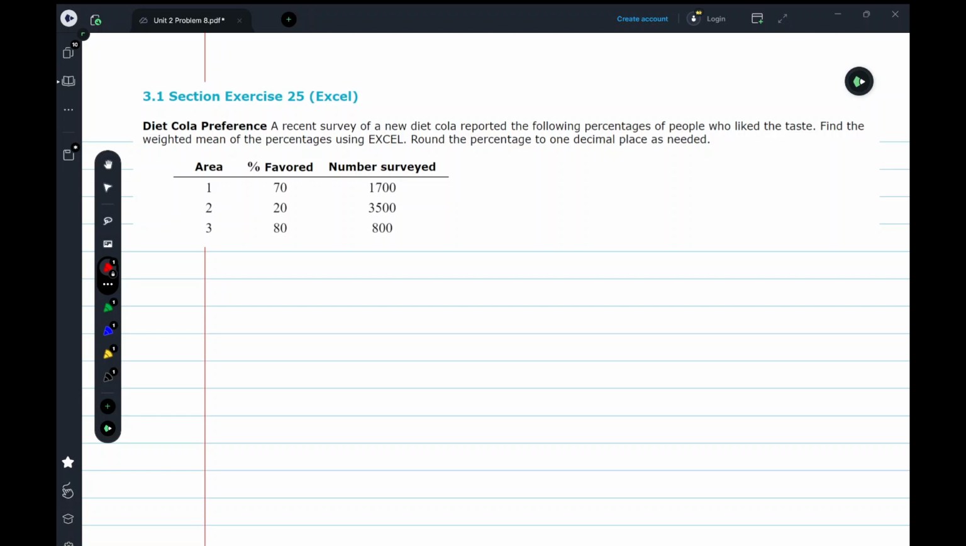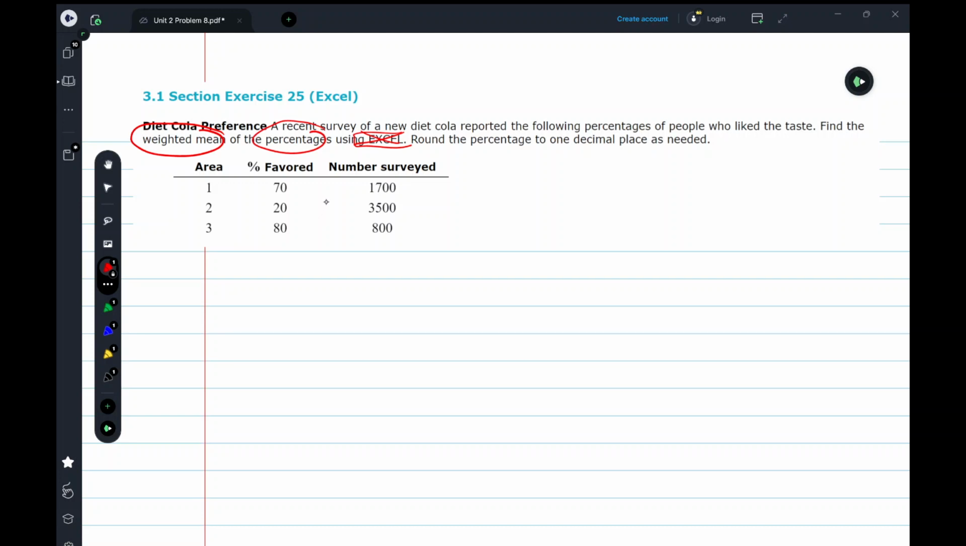In this problem, we are being asked to find the weighted mean of the percentages. It says: a recent survey of new Diet Cola reported the following percentage of people who liked the taste. Find the weighted mean of the percentages using Excel. We're going to look at it without using Excel, but you can use Excel as your calculator to do the calculations that I'm going to show you here. Round the percentage to 1 decimal place as needed.